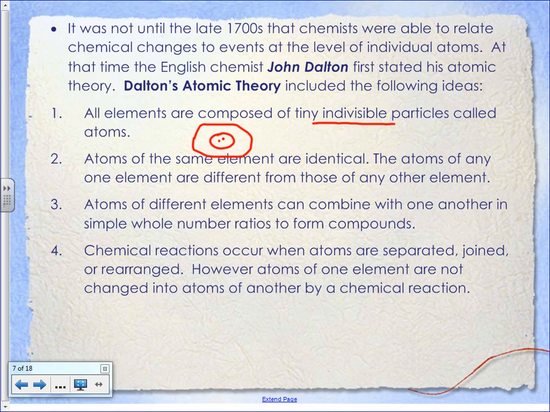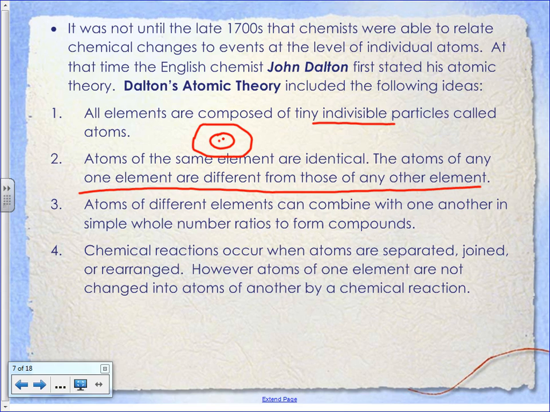Whereas if you looked at an atom of iron, it would have considerably different properties because it has a different number of protons, neutrons, and electrons, making it a metallic solid at room temperature that is attracted to magnets and things like that. So the structure of the atom determines the properties. So atoms of the same element are identical. Atoms of any one element are different from those of any other element, and that's why we have all of these different materials.